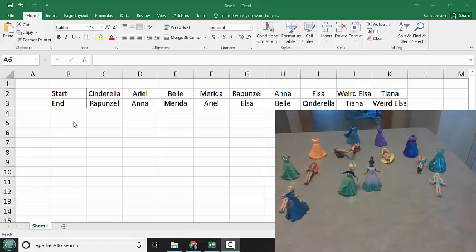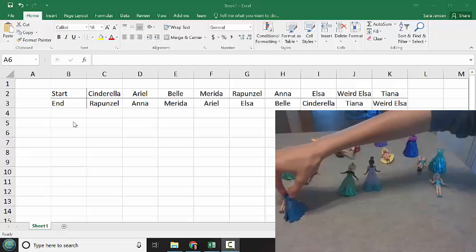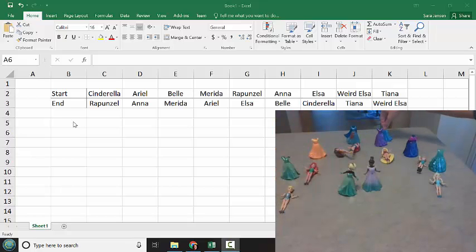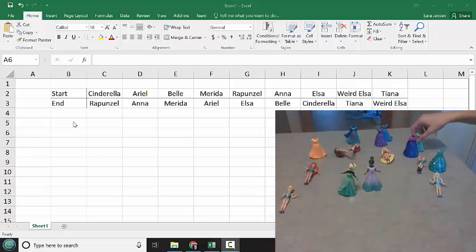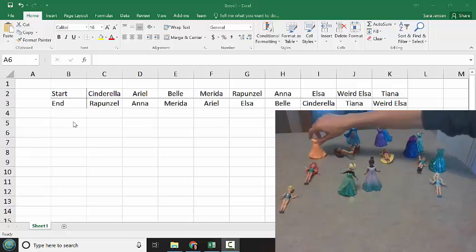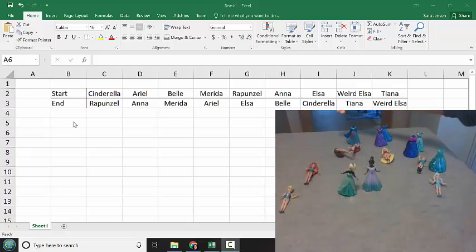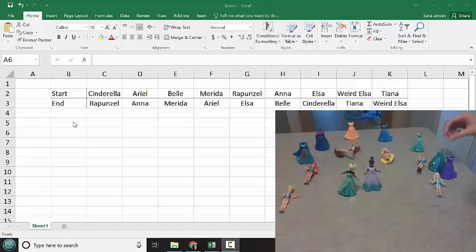And then I need to move the dresses around, so Cinderella's dress is going to go over here by Rapunzel. Ariel's dress is going to go over here by Anna. Belle's dress is going to come over here by Merida. Merida's dress is going to come over here by Ariel. Rapunzel's dress is going to come over here by Elsa. Anna's dress is going to go over here by Belle. Elsa's dress is going to head over to Cinderella, and that'll take care of it. So everyone can put their dresses back on now.